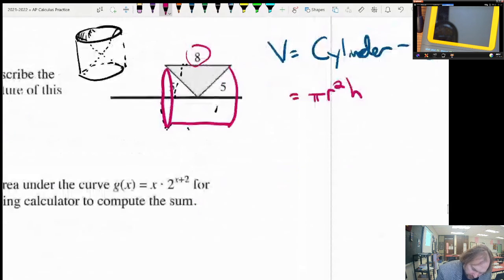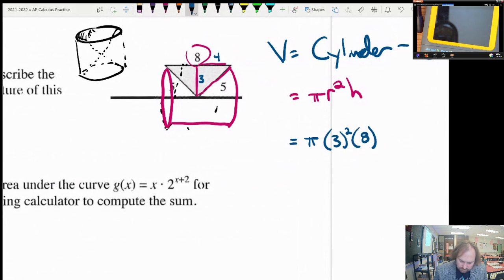If you divide this into two triangles, you have a hypotenuse of 5. I know this chunk is 4 because it's got to be half of 8. And that means that this side here is 3. So the radius of that cylinder is going to be 3. So the cylinder is going to be pi times 3 squared times the height of h, or 8.